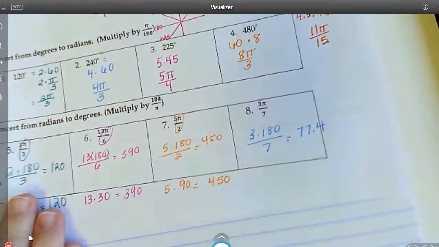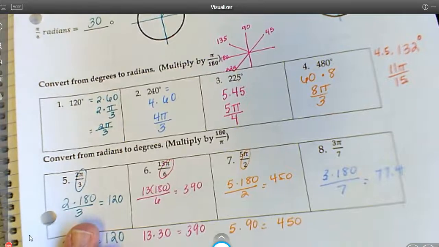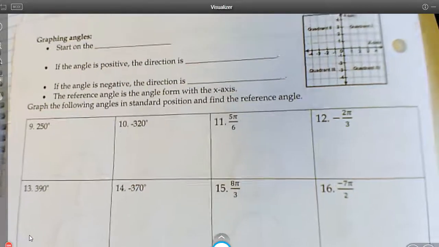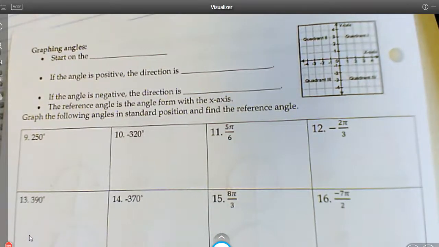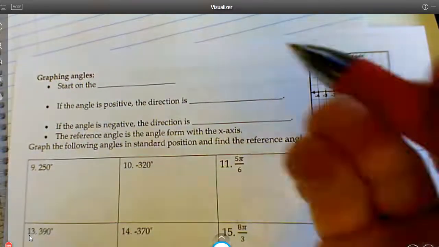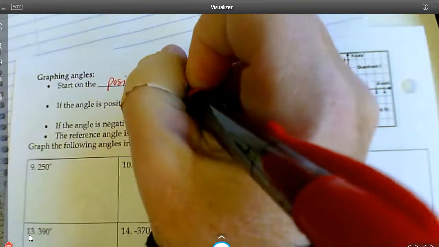Okay, so the first part that you need to know about angles is you need to be able to change it from radians to degrees. You need to know that there is a difference between the two and be able to change it. The next thing you need to be able to do is to be able to graph it and find what's called the reference angle. Okay? So, let's talk about graphing it first. And we've sort of been graphing a little bit, but we're going to talk about some more. So, with graphing an angle, you always start on the positive x-axis.